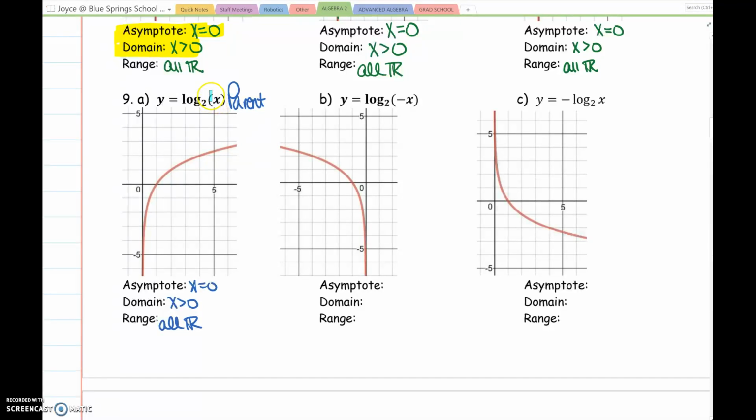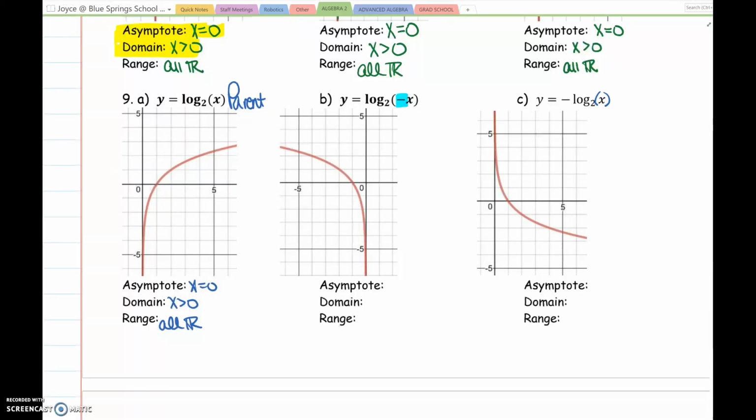No. The parentheses around the x just show you that only x is inside the log. So parentheses are like in C and C, where the parentheses aren't there. We could definitely put the parentheses in. What do you see different in part B?